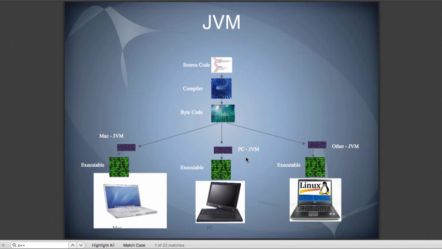There's a Java virtual machine for a Mac, and there's a Java virtual machine for a PC, and there's a different Java virtual machine for a Linux machine. You take the bytecode and give it to the proper Java virtual machine for that computer. The Java virtual machine takes that bytecode, creates the executable, and runs that code on that computer. This was a much smarter way to program because we only had to write our code once instead of three different times.